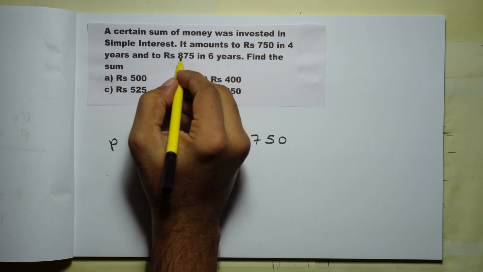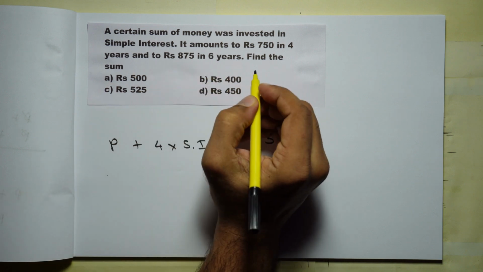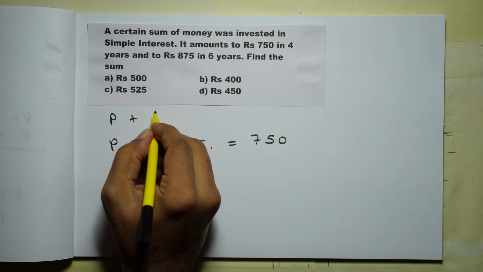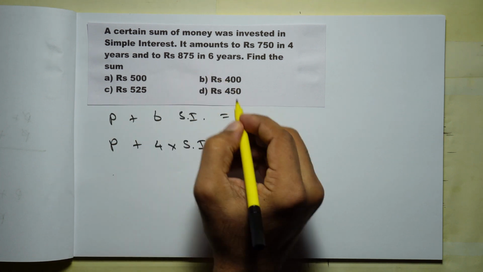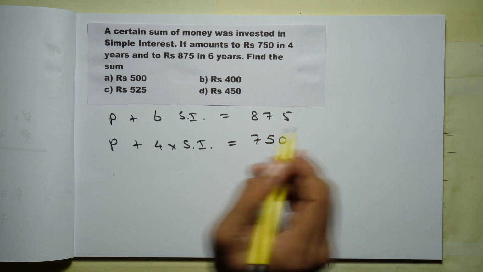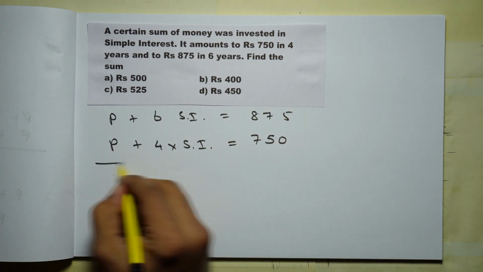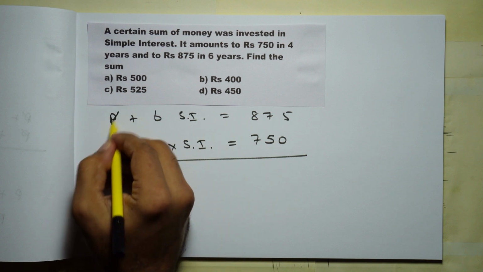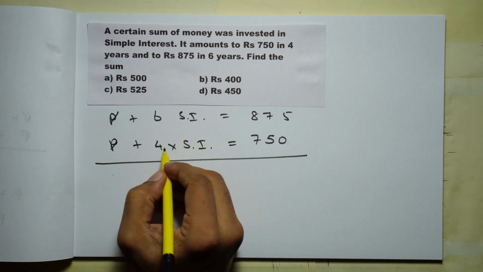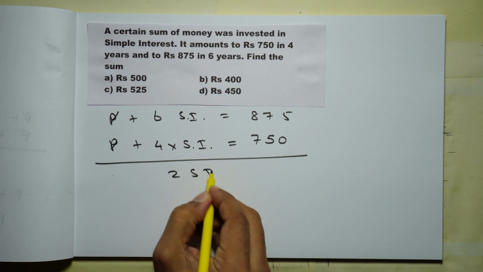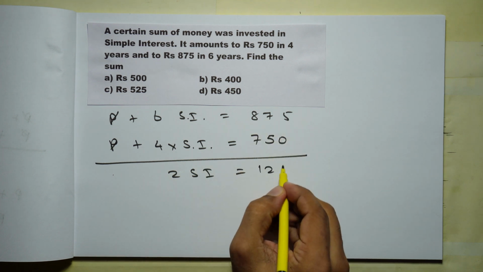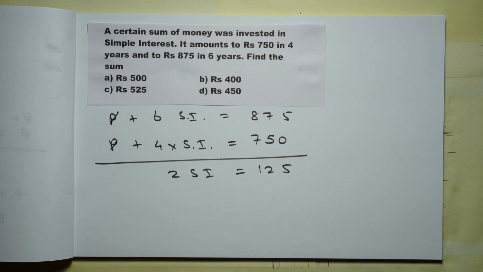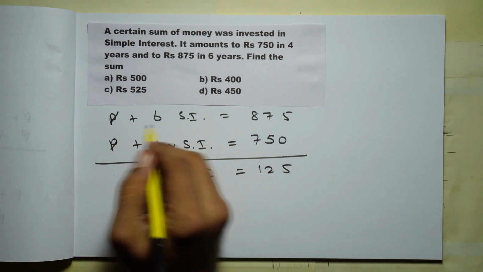And it amounts to 875 in 6 years. That is principal plus 6 years simple interest. That is equal to 875. So these are the two equations. So I'll just subtract. So P and P will cancel out. So 6 SI minus 4 SI, there will be 2 SI. That is equal to 875 minus 750. That is 125.